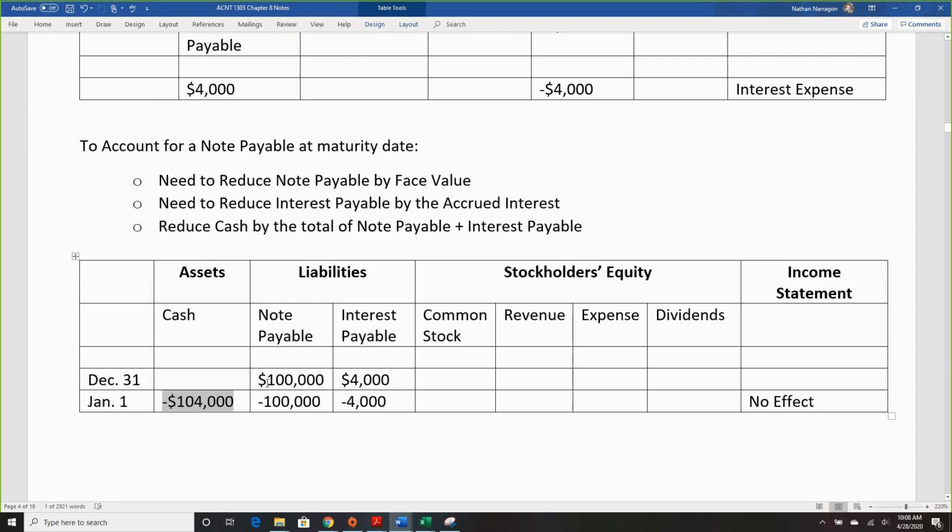So, since the principal was $100K, it's reducing by $100,000 since it's been paid off. And the same thing with interest. As we can see, it's being completely paid off. That's why we have the cash of $104,000. Also, this doesn't affect the income statement at all since it's all on the balance sheet. Basically, again, removing liabilities. We already recognized both of these earlier. Okay?